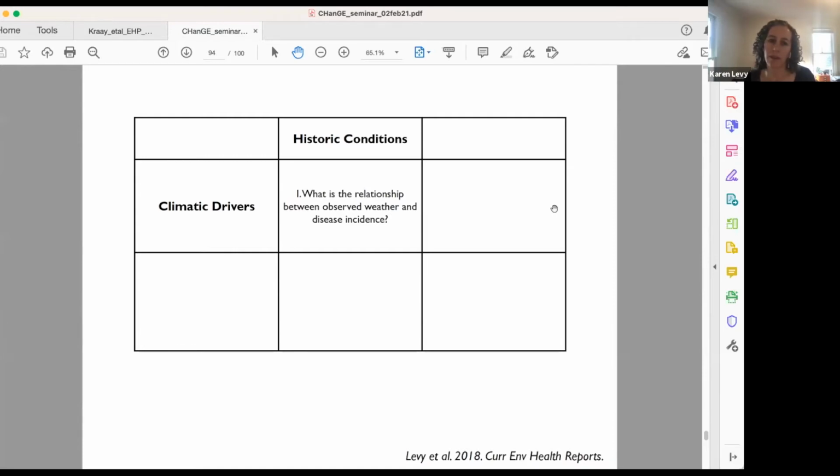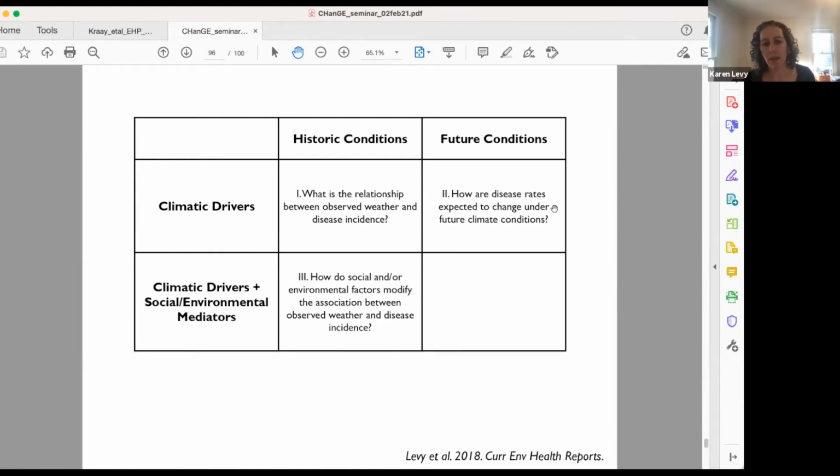We have, you can do these long-term time series studies to understand what the historic conditions are and what the relationship is between historic conditions and climate drivers, like a lot of the work that we've done. You can start to project that out to future conditions, taking your models using historic data and thinking about how that might affect things in the future.